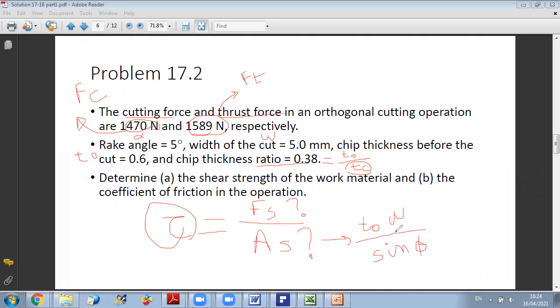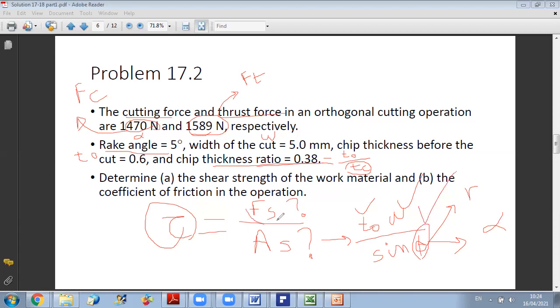Already the thickness is given. T0 is 0.6. The width of the cut is 5. I know it also. Still, I need to get phi. To get phi, it's a function of the ratio R and the rake angle alpha. The rake angle alpha is given, it's here. And also the thickness ratio is directly given. So I can calculate AS, no problem for AS.